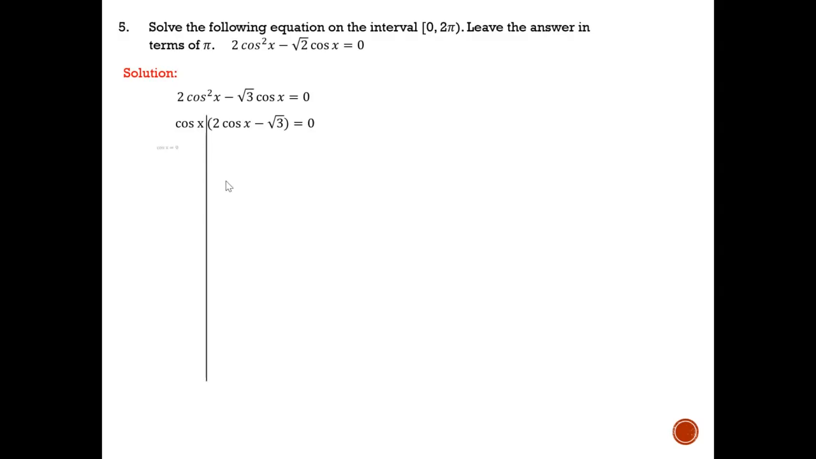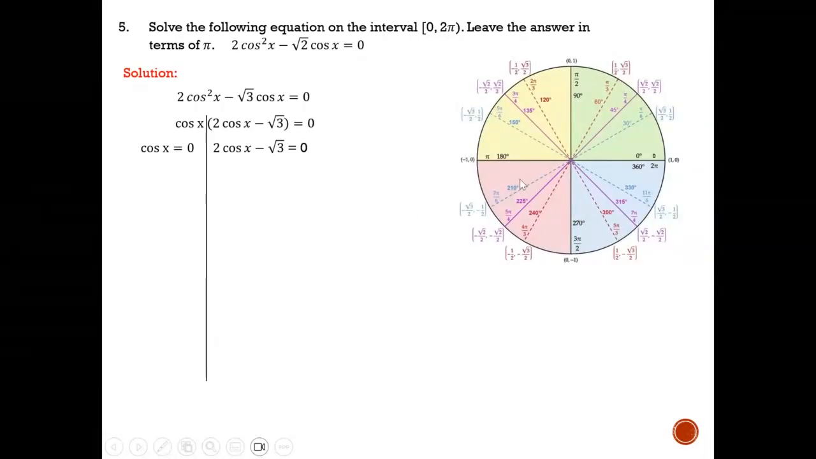So it'll be cosine of x equals 0, and 2 cosine of x minus square root of 3 equals 0. So then you go to the unit circle, right? At this stage, you should already know it. Now, guys, the video for week 1 shows how to memorize the unit circle, but I put it here just so you can see. Where is the cosine equal to 0 from 0 to 2 pi?